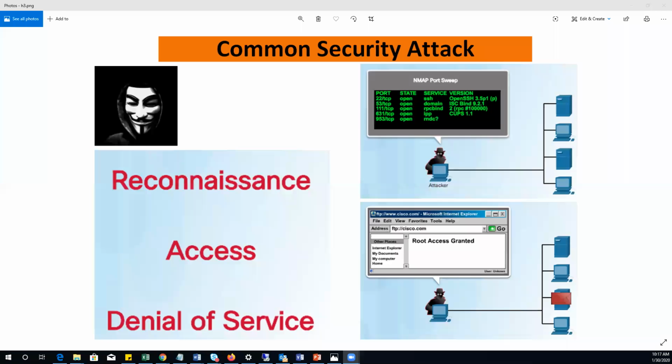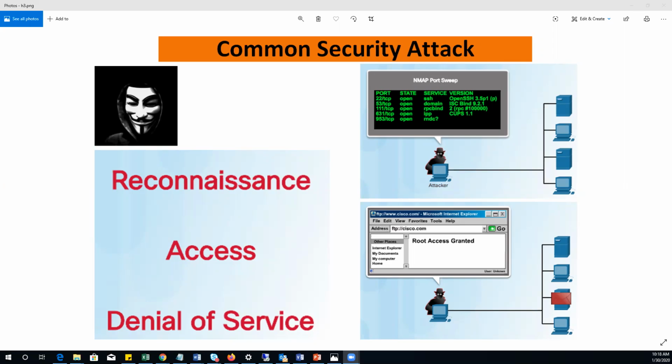Let's get into another important topic, which is about the common security attacks in our IT infrastructure. Generally, there are a number of attacks which we face in real-life scenarios, but the most common types of attacks are shown right now on our screens. Number one is called reconnaissance. Reconnaissance is a type of attack which falls in the category of passive attacks.